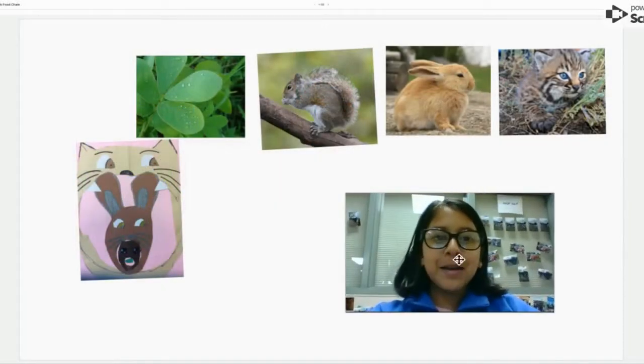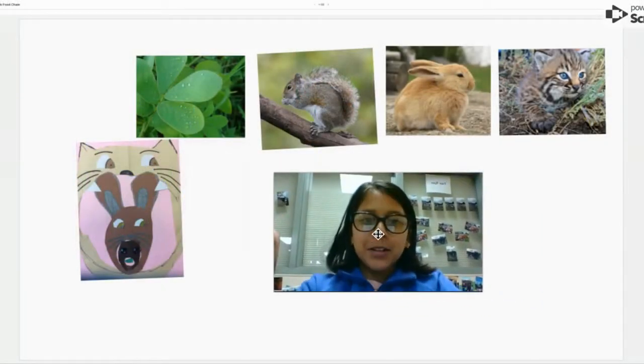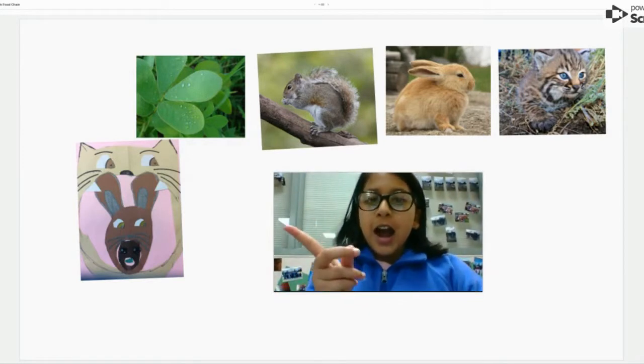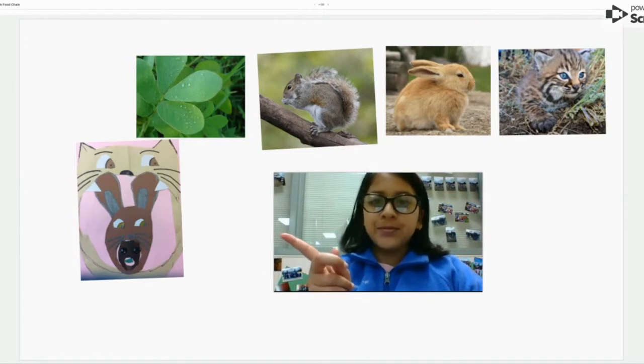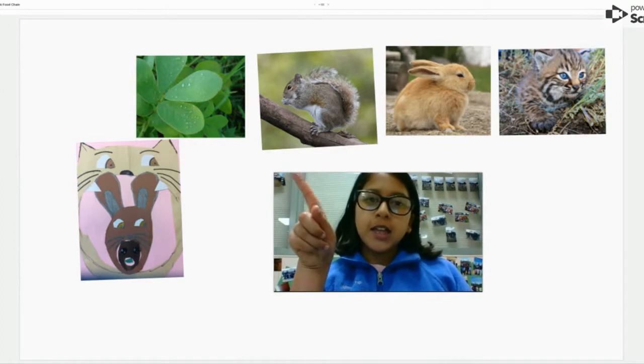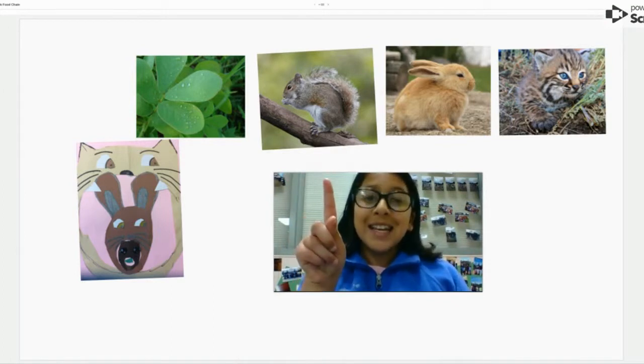Hi, my name is Ramohi, and today I'll be showing you my Yellowstone food chain art. So right here, I have my art that I did. Let me explain what I did. Right here is a plant. The cute little squirrel eats the plant.